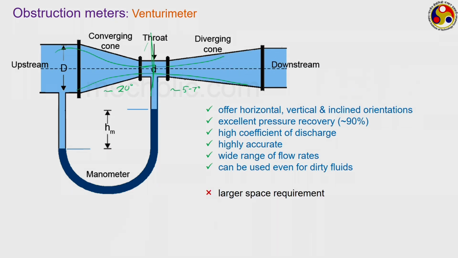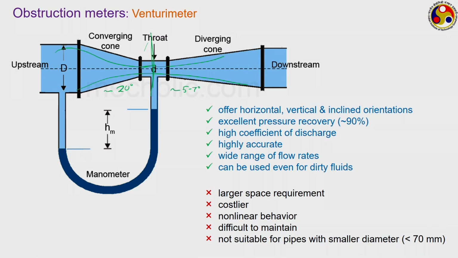Disadvantages: definitely it requires much more space compared to an orifice or a nozzle. It is definitely costlier, and the installation is also a bit costly. The behavior is non-linear, which is actually true for any of the obstruction meters. It is difficult to maintain because you cannot just open the two parts and clean the dirt that accumulates inside. It generally comes as a single set.